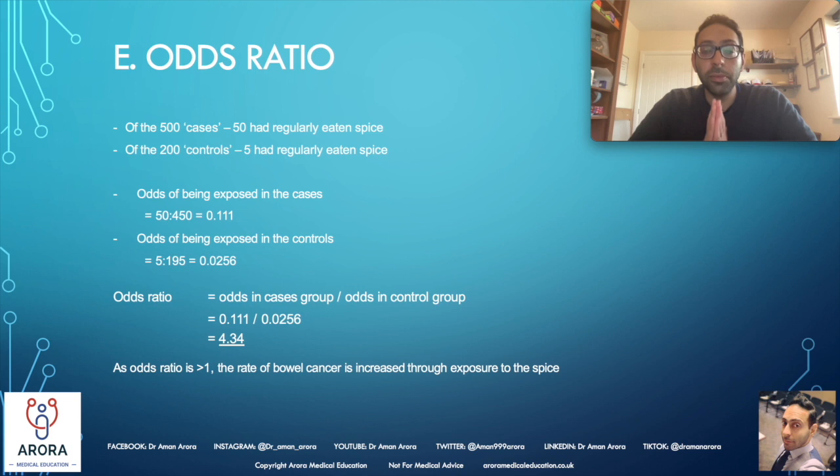So a couple of take homes from this particular video. Number one, if you get a question on ratios, you've got to work out two individual things first, whether it's two risks to work out a risk ratio or whether it's two odds to work out an odds ratio.